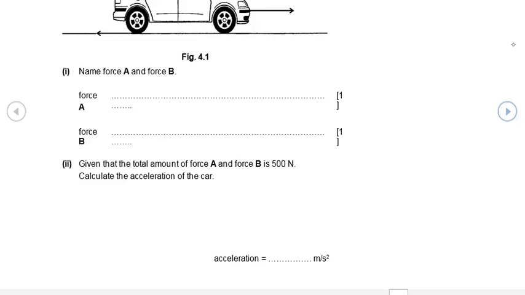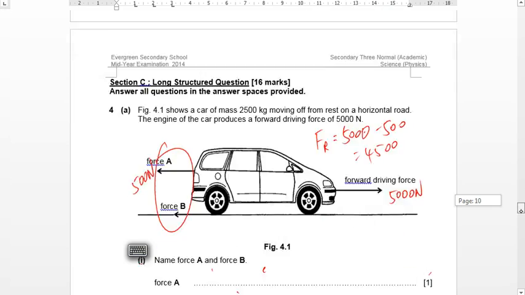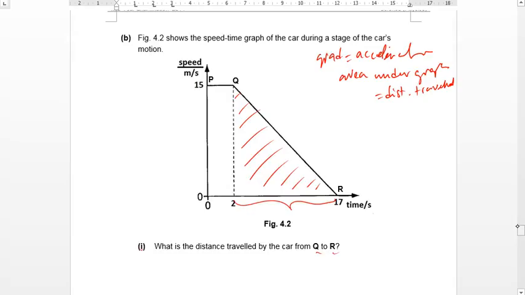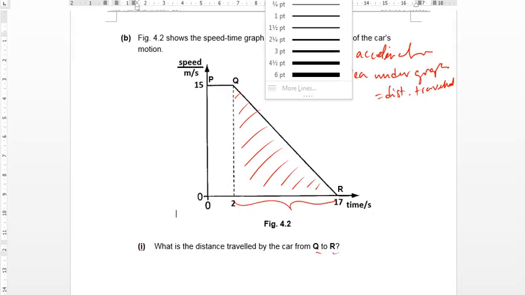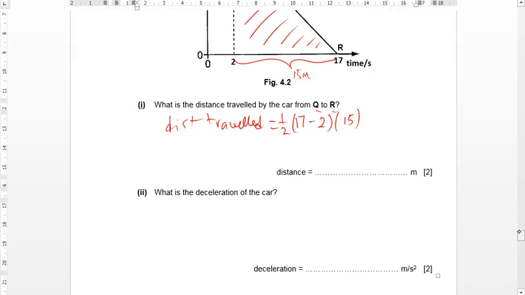What did I do? Okay, this over here is 15. So distance traveled is equals to half times 15 times 15. Or if you want to be more clear, it is 17 minus 2 times 15. And the distance will be 112.5.